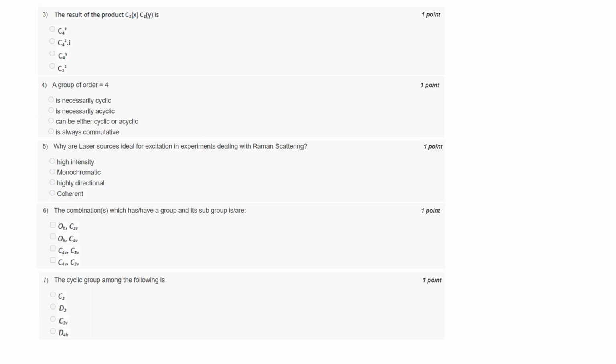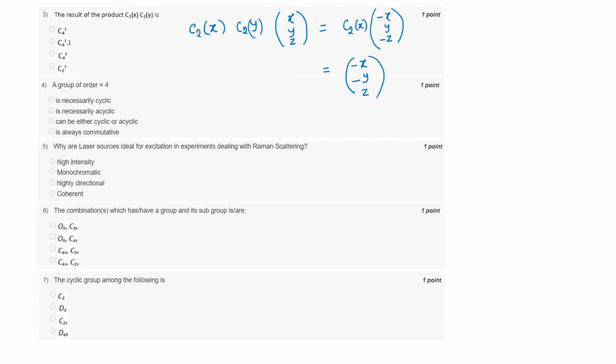So the next question is the result of the product between C2X and C2Y. Suppose I am working on XYZ again. First, I will work on C2Y and it will become minus X, Y remains the same, Z remains unchanged. Now when C2X works on this, X will remain unchanged, minus Y and minus Z. So what could be the ideal symmetry operation of this actual result of this product? This could be C2Z, right? Where your Z will remain unchanged and X and Y are going to change their position. So C2Z would be the correct answer.